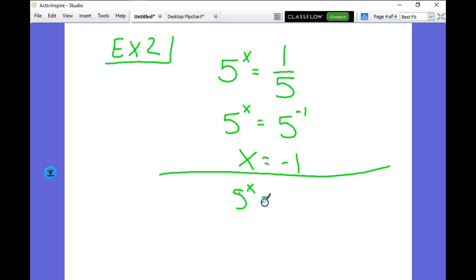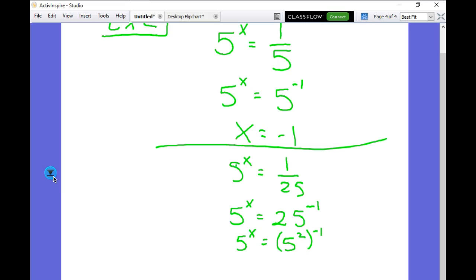5 to the x is equal to 1/25. What do you guys think that's going to be? -2. Now, for those of you guys that aren't seeing it quite as easily, I'll show my work a little bit. First of all, based on what we just talked about, you agree that's true, right? Now, they still don't match, though. But I can turn 25 into a base of 5 if I rewrite it like that, right?